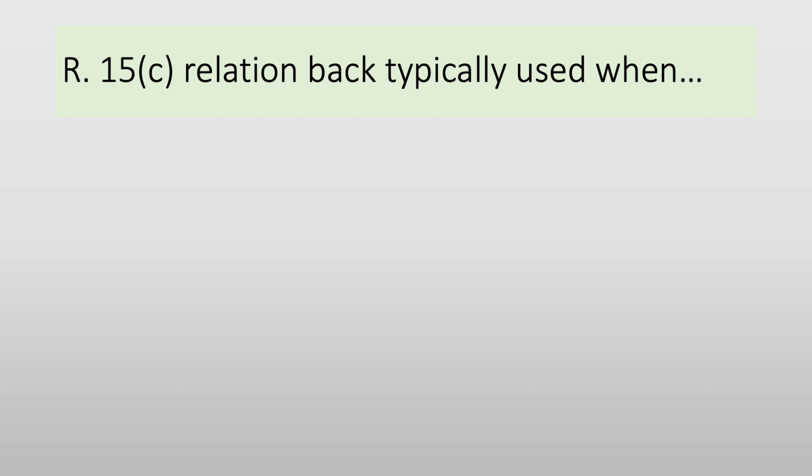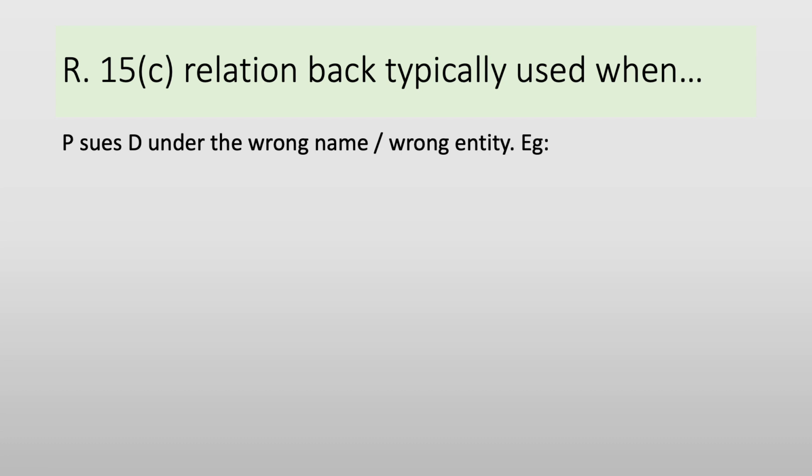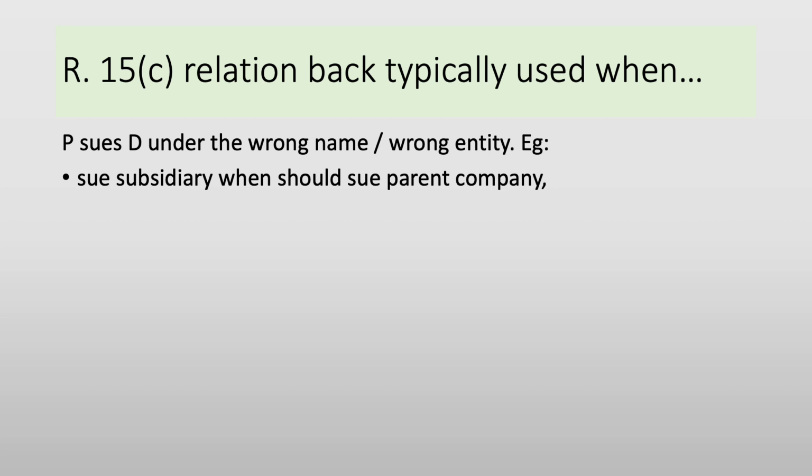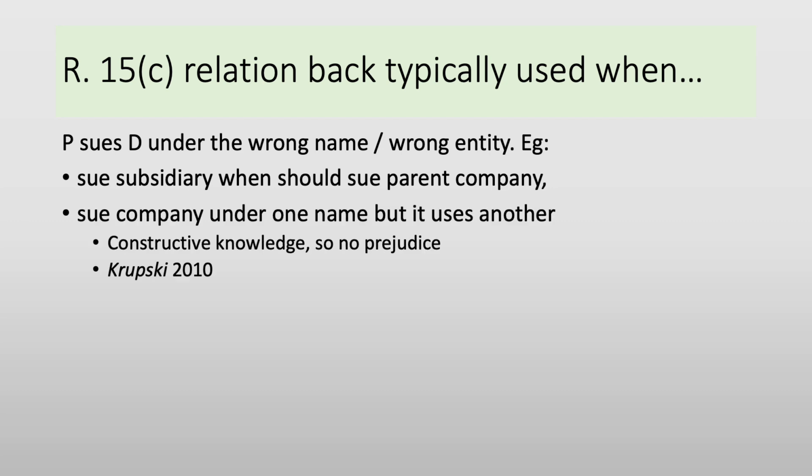So 15C relation back is typically used in a couple of different circumstances. It's especially useful when the plaintiff sues the defendant under the wrong name or the wrong entity. So say I sue a subsidiary, but because of the legal relationship between the subsidiary and the parent company, really I should be suing the parent company. Or say I sue the company under one name, which is its popular name, but it legally uses another name.